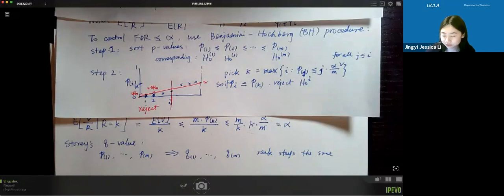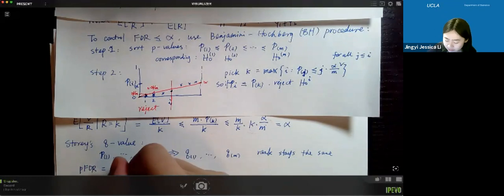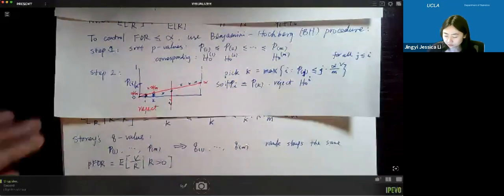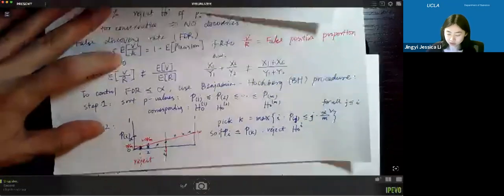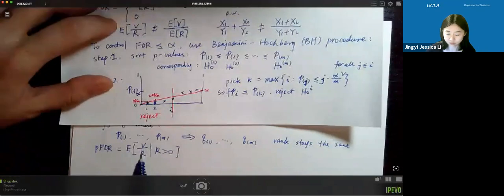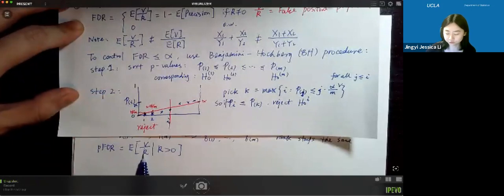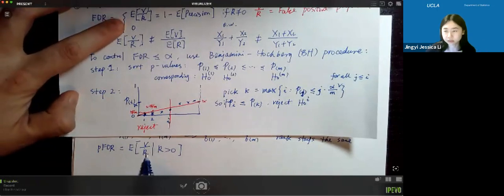Also, in terms of the definition, there's a slight change, but I would not emphasize that too much. Storey's Q value tries to control something called positive FDR, which is slightly different from FDR in that it's a conditional expectation given R is positive. If you compare this definition with this one, you will see the difference: this is the original definition of FDR, and this is the definition of positive FDR. So you don't need to worry about R being 0 here.